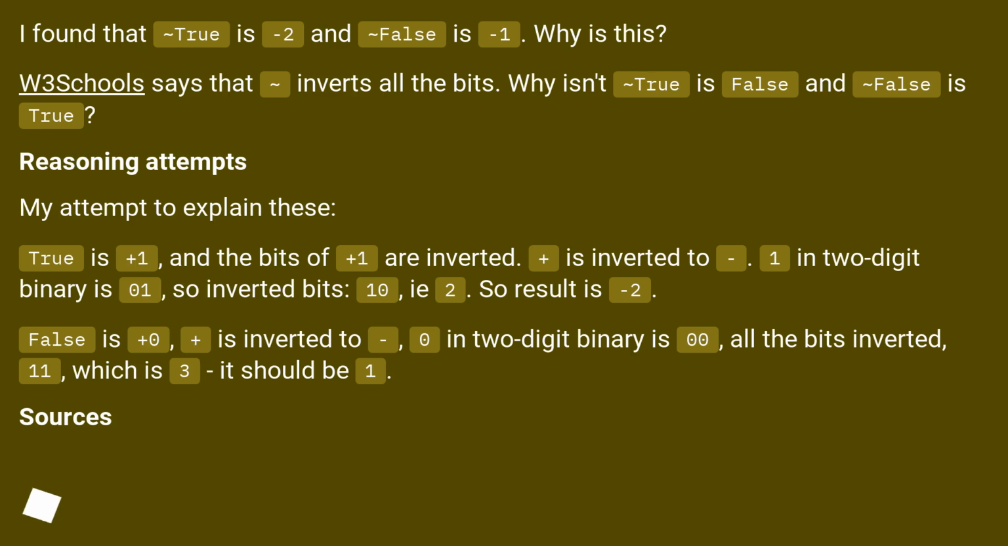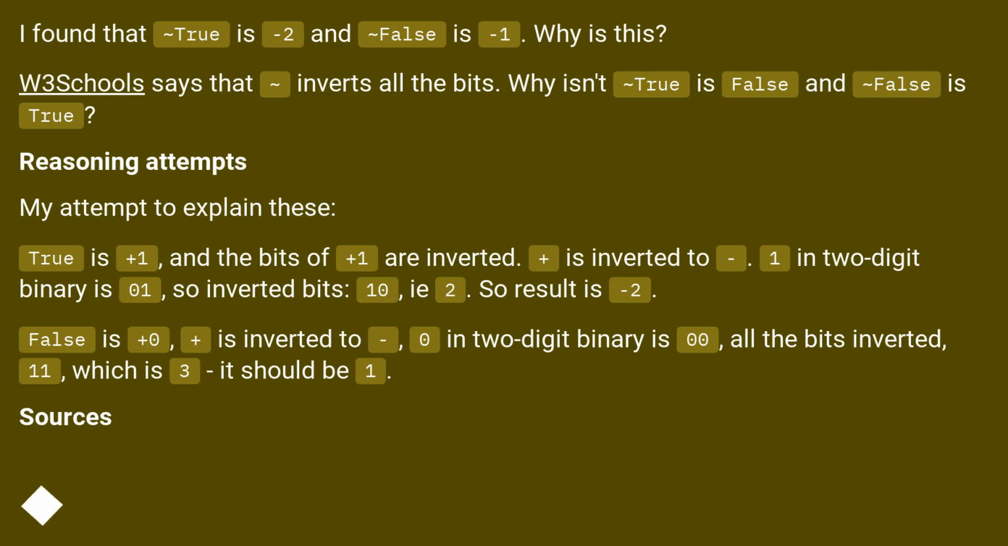Reasoning attempts. My attempt to explain these. True is +1, and the bits of +1 are inverted. Plus is inverted to 2. 1 in 2-digit binary is 01, so inverted bits, 10, which is 2. So the result is -2. False is +0, plus is inverted to 2. 0 in 2-digit binary is 00, all the bits inverted, 11, which is 3, but it should be -1.